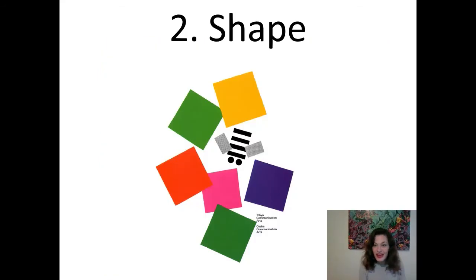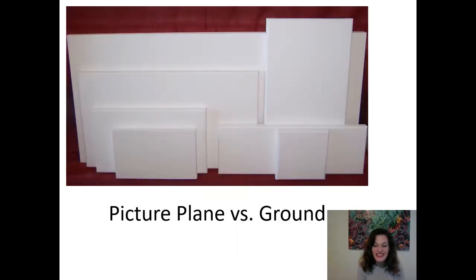And now into shape. I think we all have a sense in our mind about what shape is, but it's actually kind of hard to define if you think about it. So a shape is an enclosed area that is separate from its surroundings. It's another vocab to remember. And the picture plane and the ground of an artwork have their own shape. So that's the first thing to consider when designing an artwork.